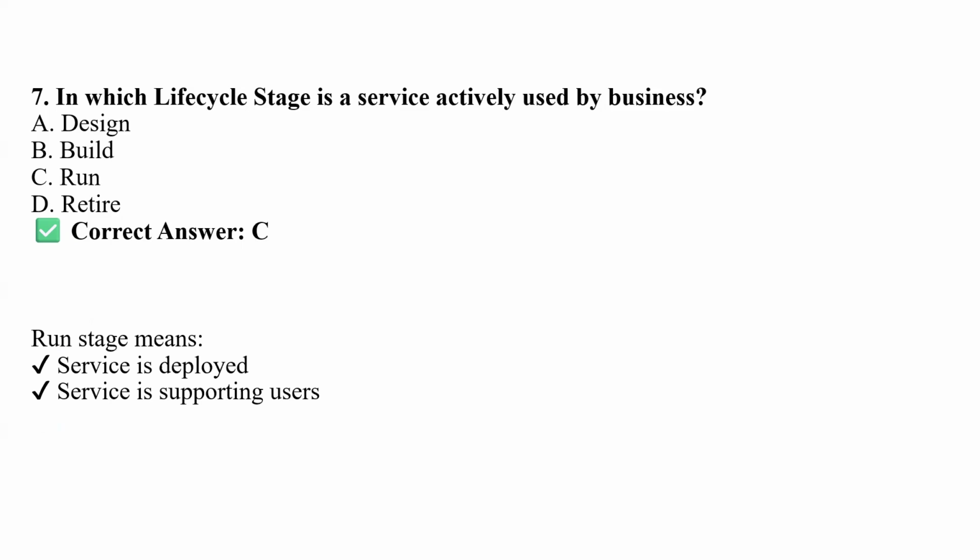So run stage means the service is deployed and supporting users. For example, a movie is successfully running in theaters. It means it was already released into the theaters, and it's successful, meaning it has a good result. It means the service is supporting users, and users are satisfied with that service. That's the best example, because the movie is already released into theaters and has a good response from the audience. So the service is deployed, the service is supporting users.